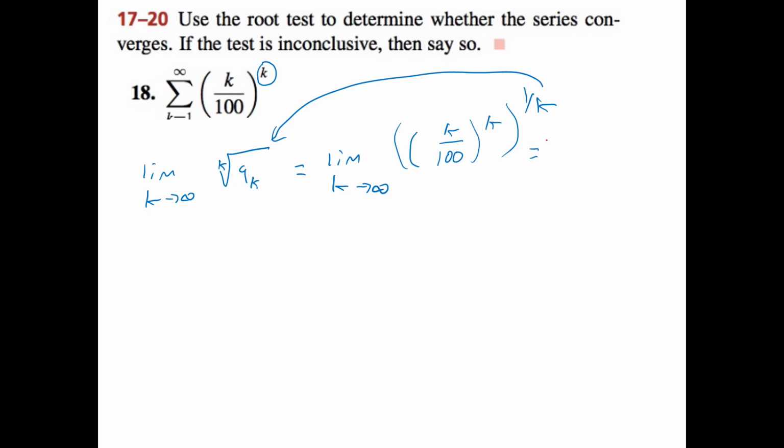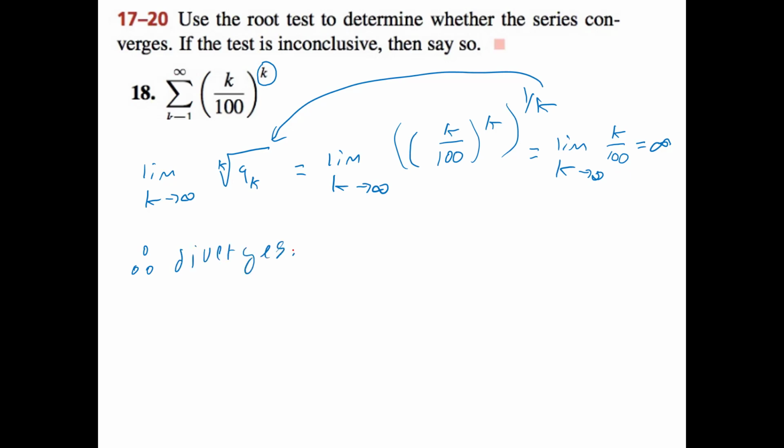And then here you'll multiply the exponents, and this becomes the limit as k goes off to infinity of k over 100, which is infinity. It means the kth root of your terms just keeps getting bigger and bigger without bound, so then your terms must have been getting bigger and bigger without bound, right? And so therefore the series diverges.